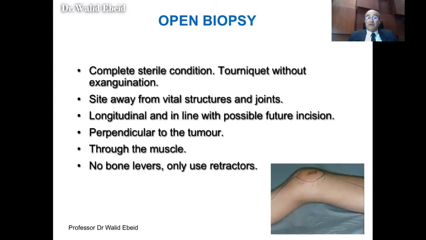It has to be done under complete sterile conditions. If you're going to use a tourniquet, you never do exsanguination. The site should be away from the vital structures. It has to be a longitudinal incision in line with the possible future incision, like we see in the picture. It has to be perpendicular to the tumor, through the muscles, and never going through planes. You never use bone levers, always use retractors.